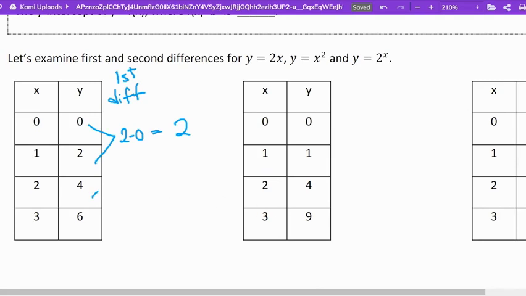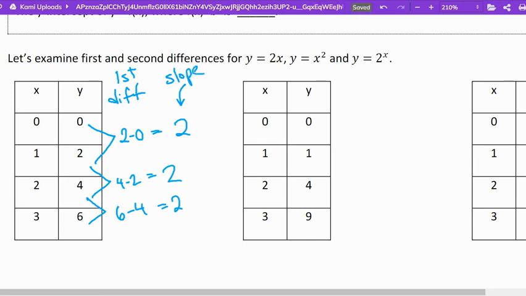So we're looking at how this function is changing. 4 minus 2, right, is 2. 6 minus 4. Folks, what does this 2 represent? If I were to graph this function, what does this 2 represent? So the first difference is the slope of a linear function.